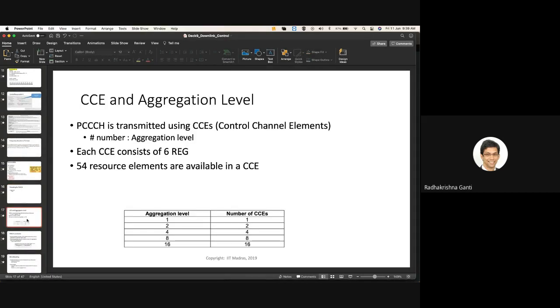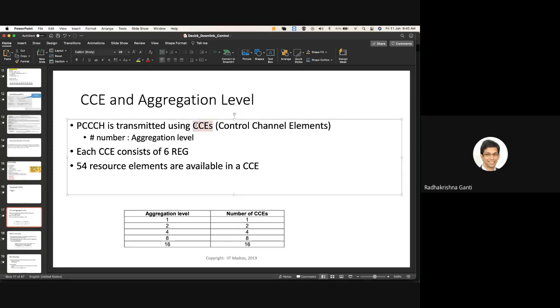Okay. So now we know what a core set is. A core set is a collection of time frequency resources, and you do the mapping. You define something called REGs, then do REG bundles. Finally, CCE. CCE is what is important, and each CCE is mapped to a set of resource elements in the core set. That's all you have to understand. PDCCH is transmitted using CCE.